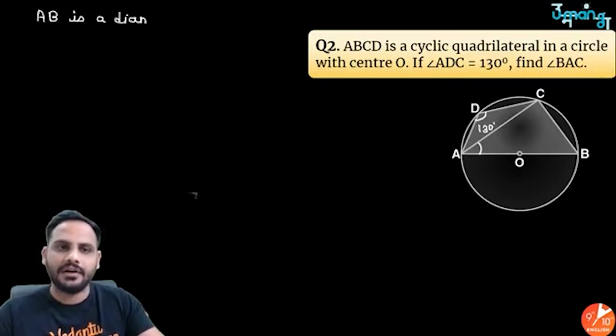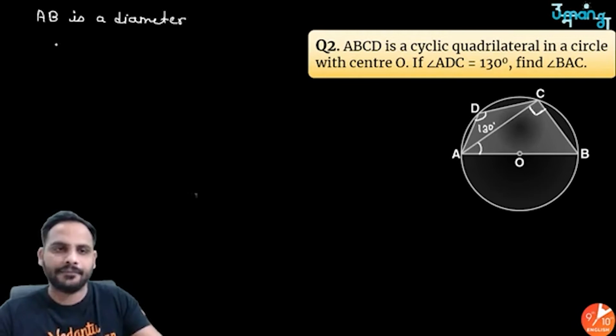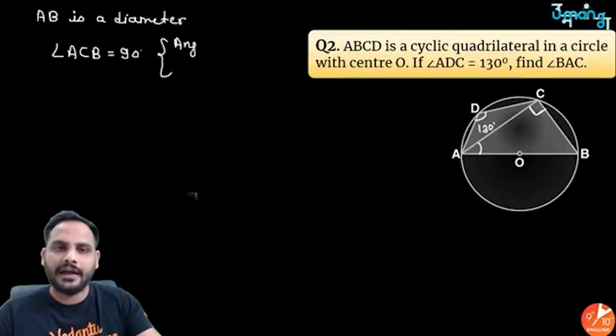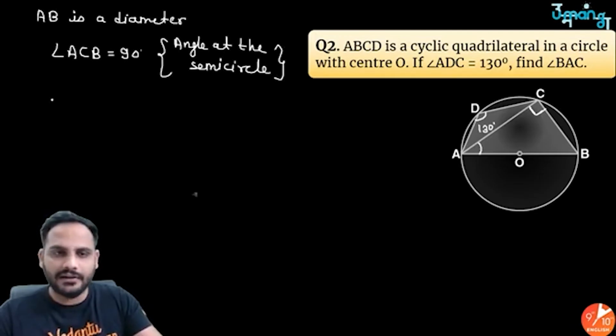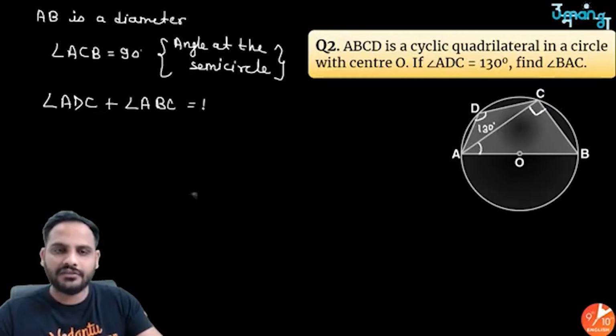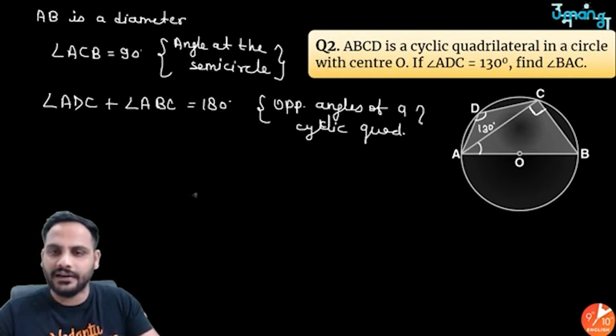AB is a diameter. So I can clearly say this angle ACB must be 90 degrees. Angle ACB is equal to 90 degrees. The reason being angle in a semicircle. This angle is 90. Also, ABCD is a cyclic quadrilateral, so angle ADC plus angle ABC must be equal to 180 degrees. Reason being they are opposite angles of a cyclic quadrilateral.